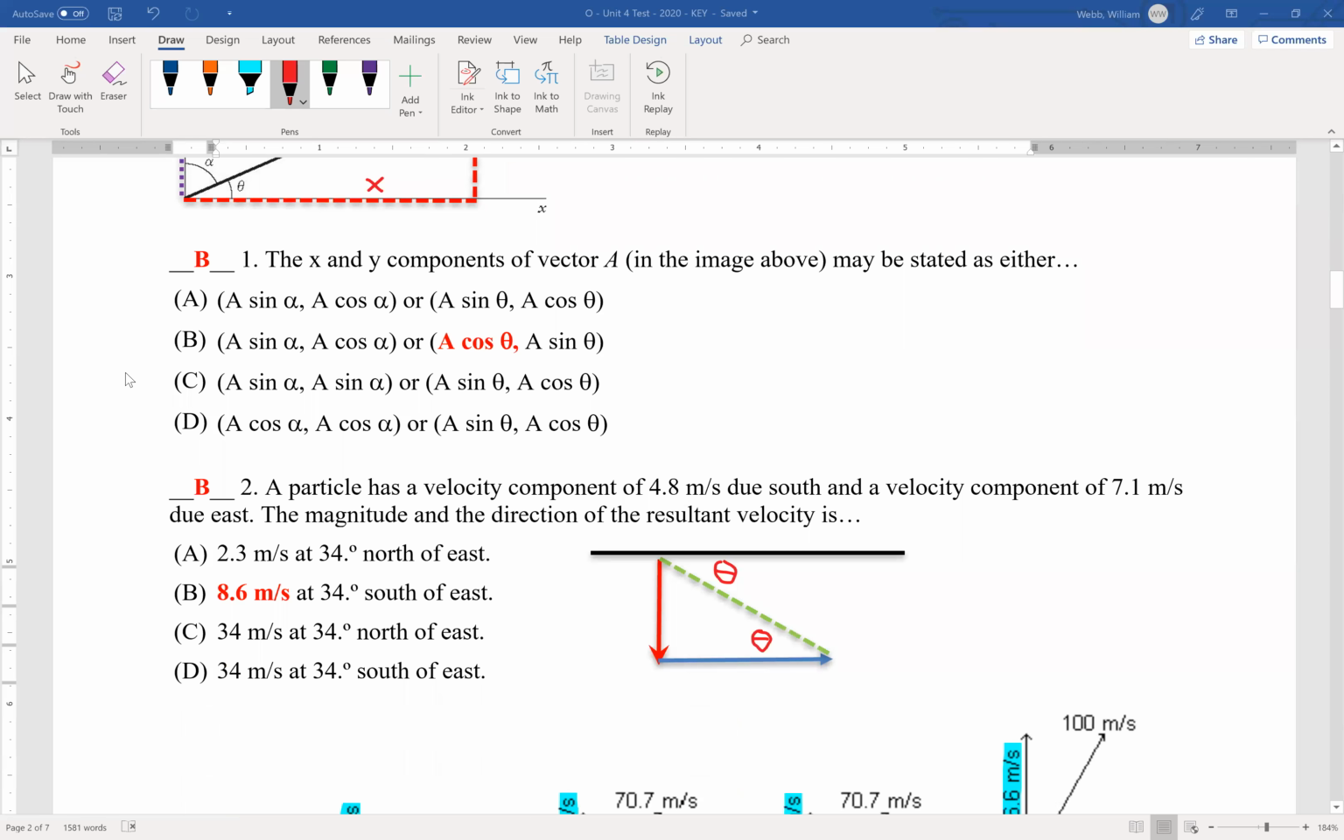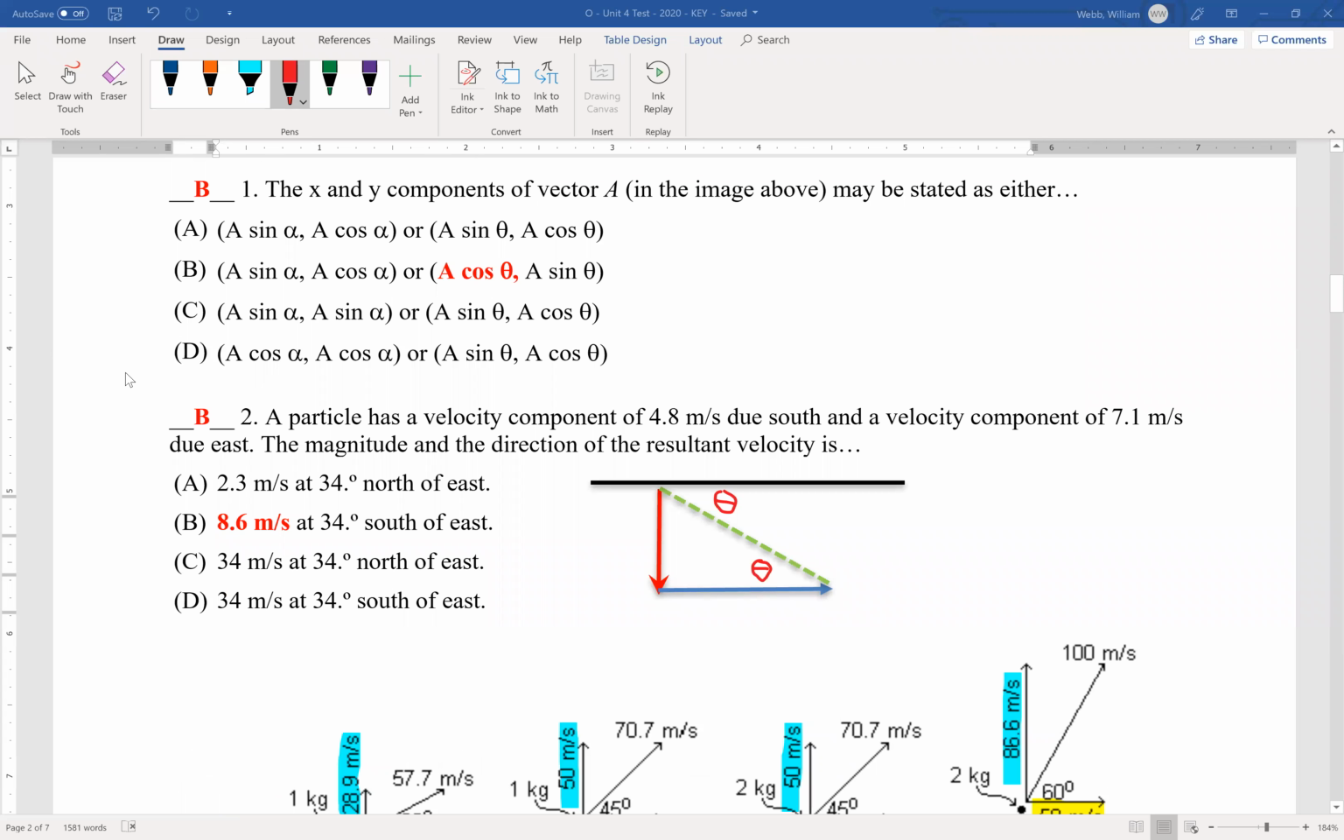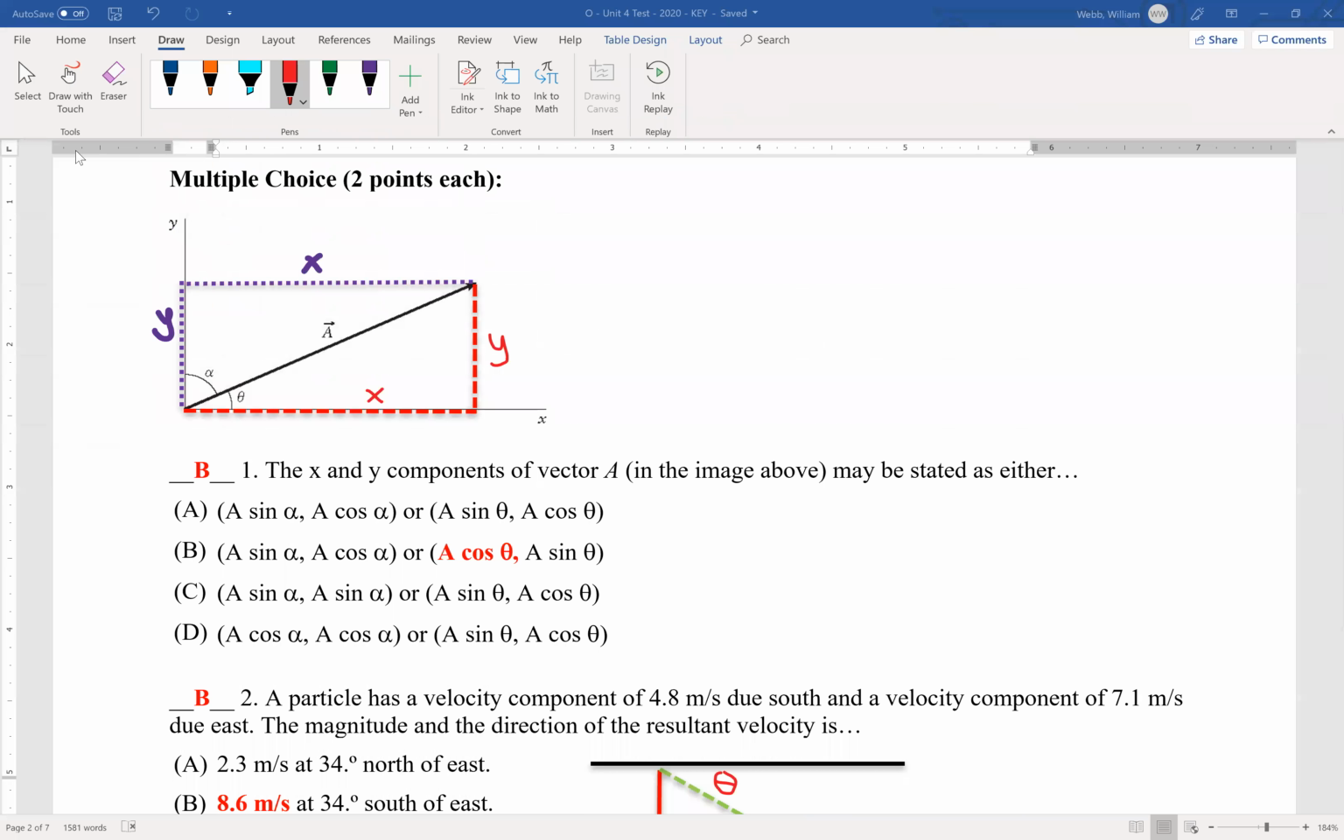All right. Number two, a particle has a velocity component of 4.8 meters per second due south and a velocity component of 7.1 meters per second due east. The magnitude and the direction of the resultant velocity are. So I just drew on here, and as you can tell, I'm adding things on here so you can visualize it as we talk it through.